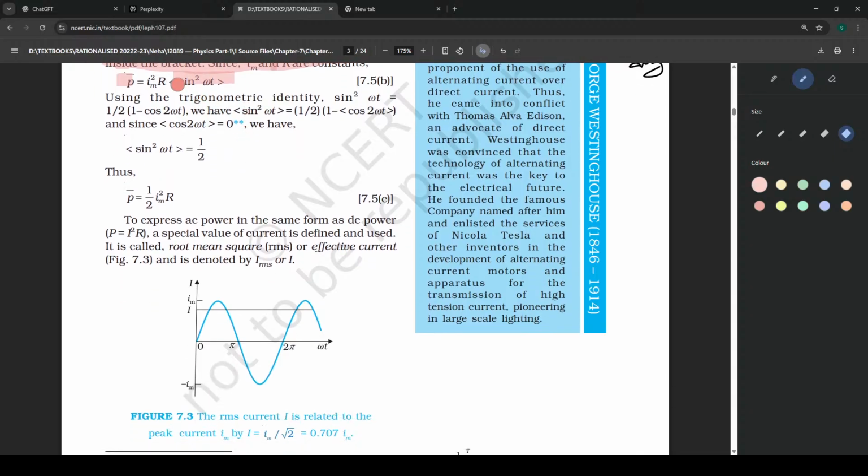Using the trigonometric identity, sine square omega t equals half of 1 minus cos 2 omega t. Since the average of cos 2 omega t is equal to 0, we have the average of sine square omega t equal to 1 by 2. Thus the average power P is equal to half Im square R.